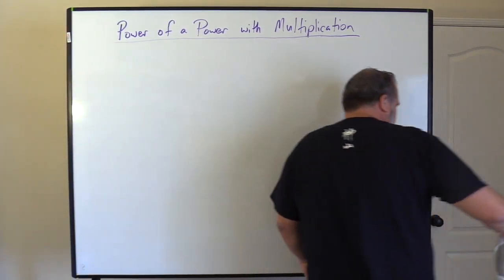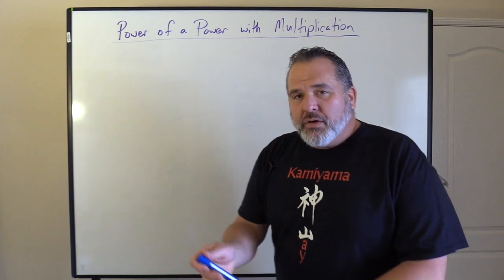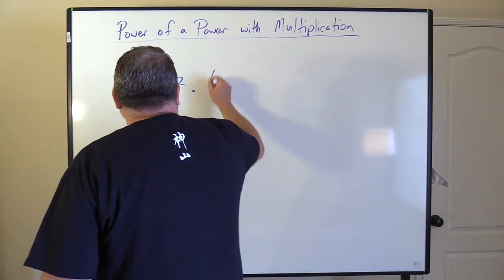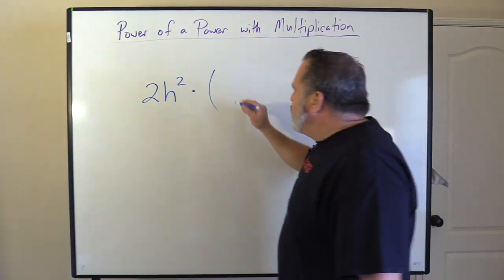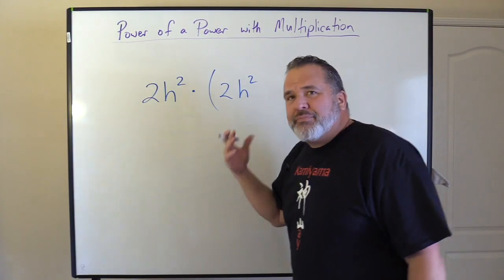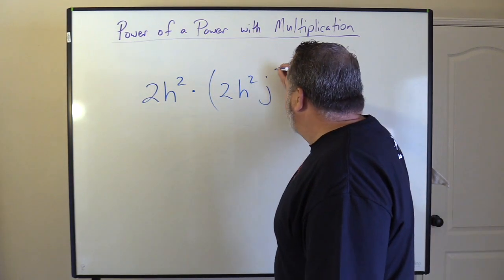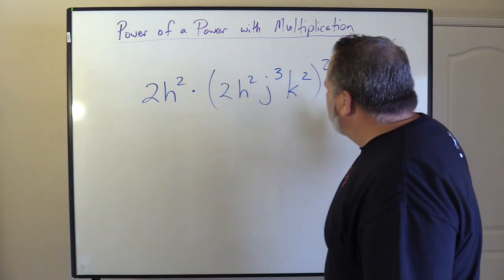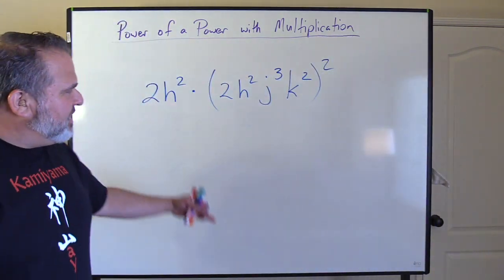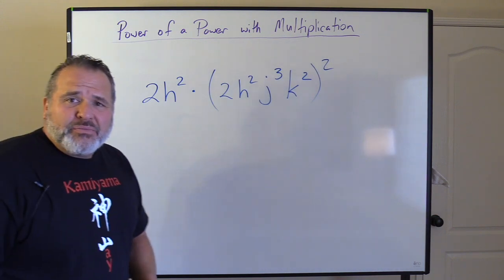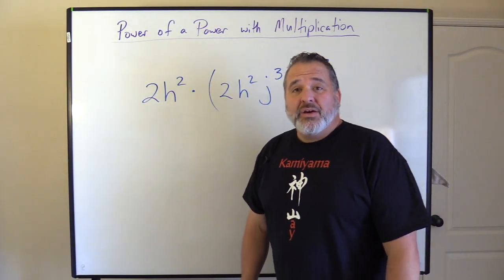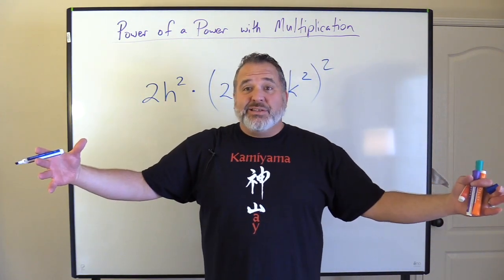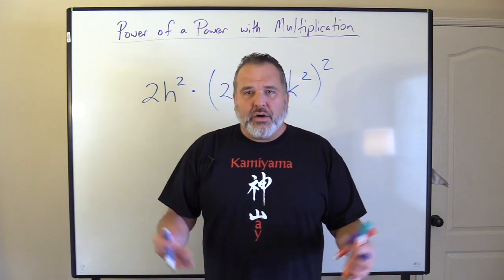All right. So if we look here, first thing I'm going to do, let's look at this. 2h squared times, then we're going to put some parentheses, 2h squared, j to the third, k to the second, all raised to the second power. Okay, so let's take a look at this problem. See, looks a little bigger, a little bit uglier, but it's not bad. It's the same thing. As the problems get longer, it doesn't make them more difficult. Just makes them longer to do, but they're not hard, okay?